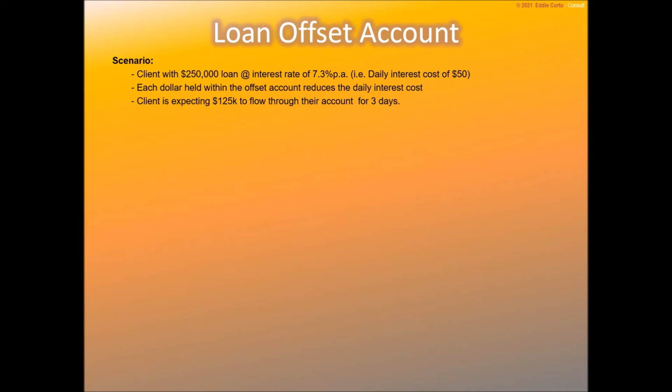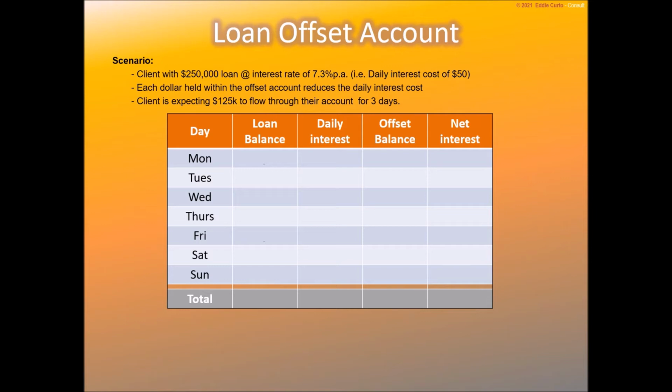Now, the way an offset account works is that each dollar that is held within the offset account effectively reduces the daily interest cost. Now, in this example, we've got a client where they have a large sum of money, $125,000 in this case, that's going to be flowing through their account for 3 days. So this might be a business transaction that happens to sit in their account before it then gets used for whatever it's being used for.